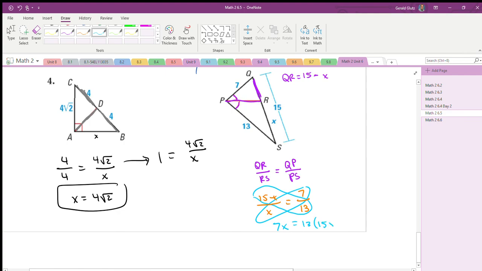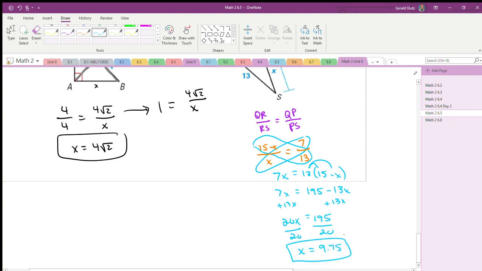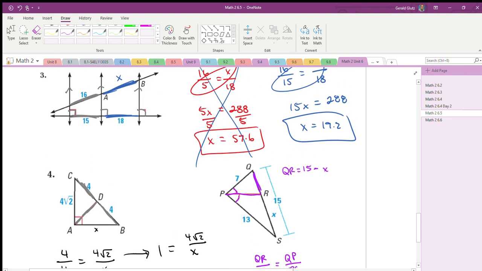Oops. So I know you're running out of room on your paper. So I'd have to distribute this 13. So 13 times 15 is 195. 13 times negative x, negative 13x. So add 13x to both sides. And we get 20x is equal to 195. Divide by 20. And x will equal 9.75. And that's all we had to do for that one.